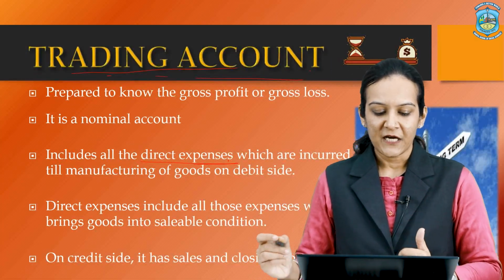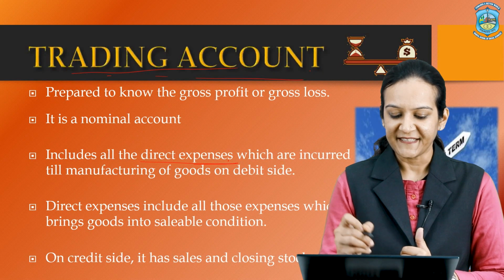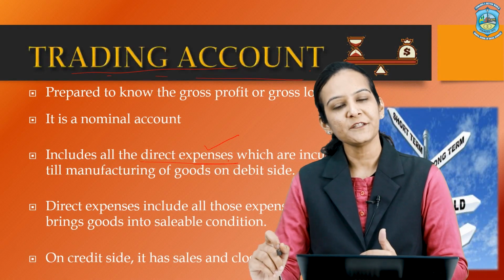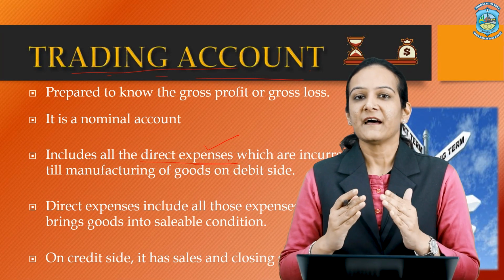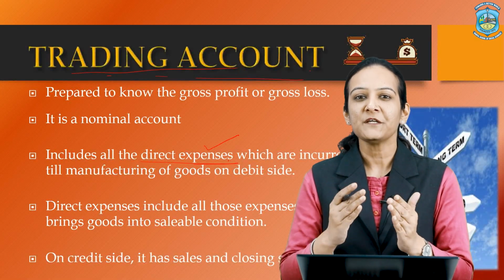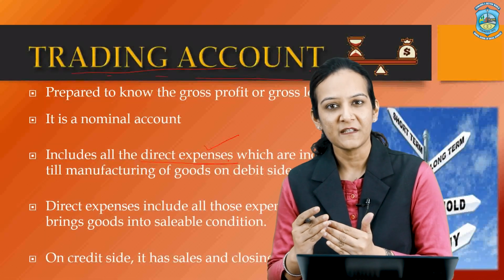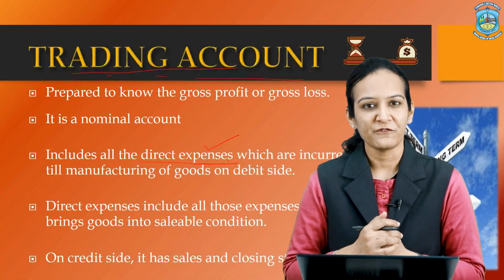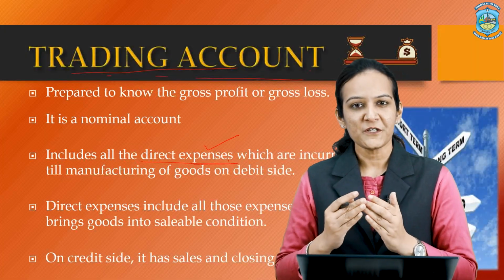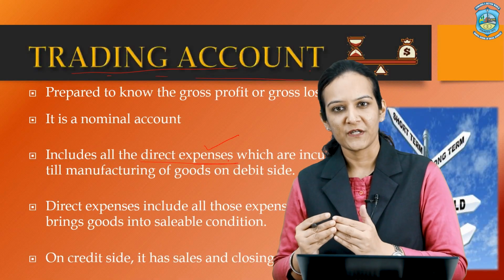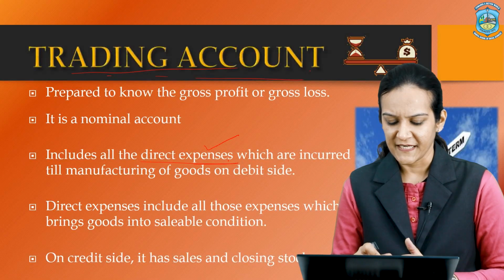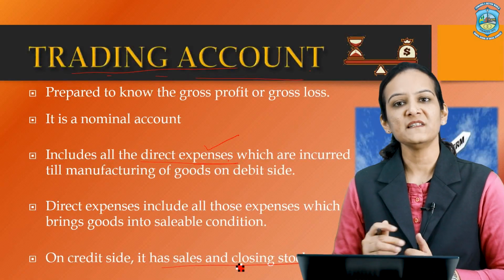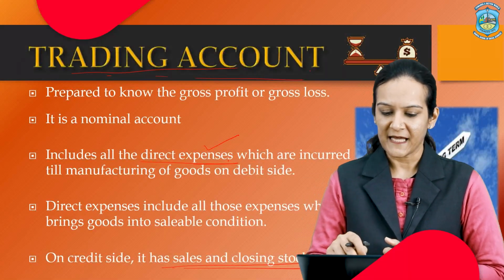When the trading account is recording expenses, what kind of expenses are recorded under it? Under the trading account, you record all the direct expenses. What do you mean by direct expenses? Direct expenses are those expenses that are responsible to make your goods into sellable condition. They are actually your manufacturing expenses. So, manufacturing expenses are recorded in your trading account, that too on the debit side. Then on the credit side, you will have the sales and the closing stock balances.